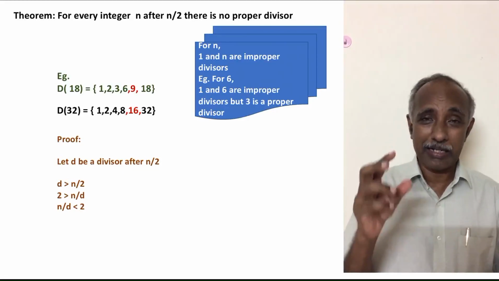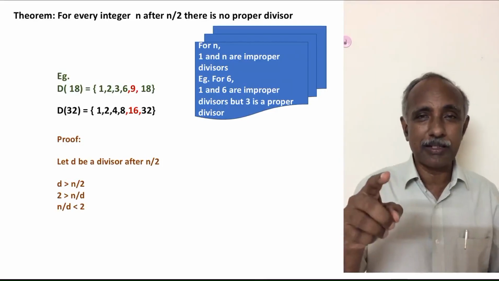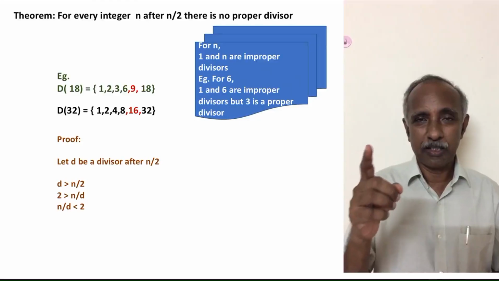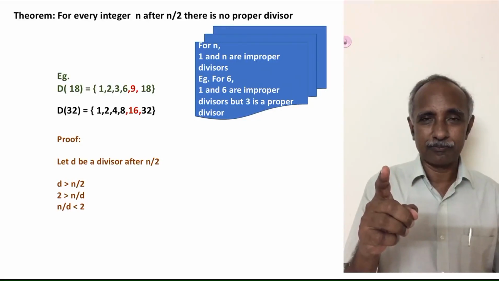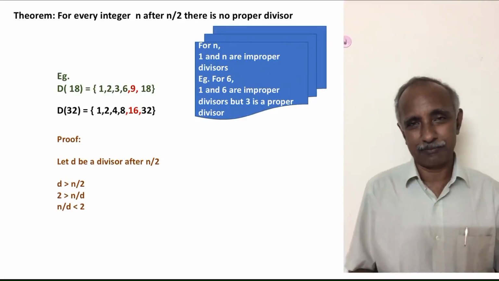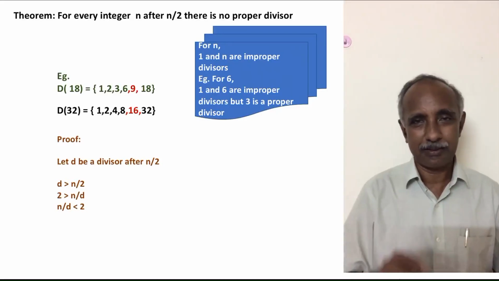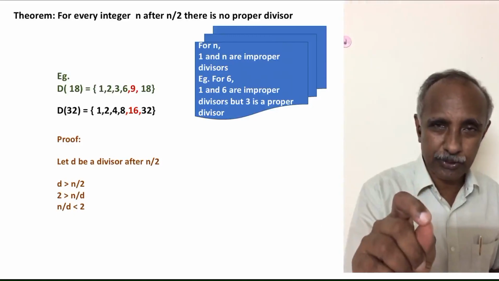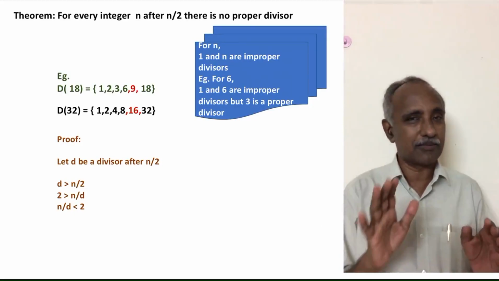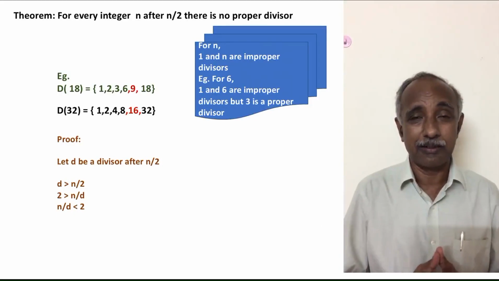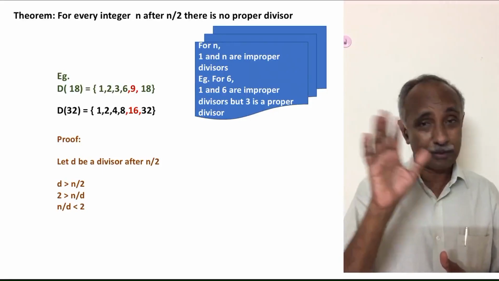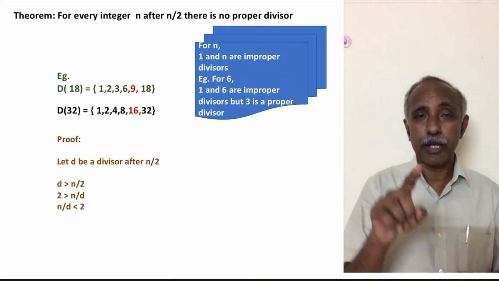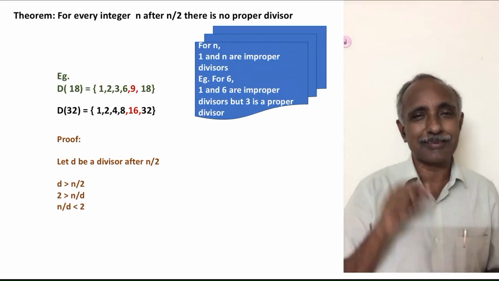But you can understand n by d is an integer, that is also a divisor. For example, for 18, if 6 is a divisor, 3 is also a divisor, 18 by 6. So for n, if d is a divisor, n by d is also a divisor, which is an integer. It is very essential to understand. It seems to be a fraction, but n by d, as d is a divisor, it is an integer. So n by d is less than 2, but n by d is an integer.